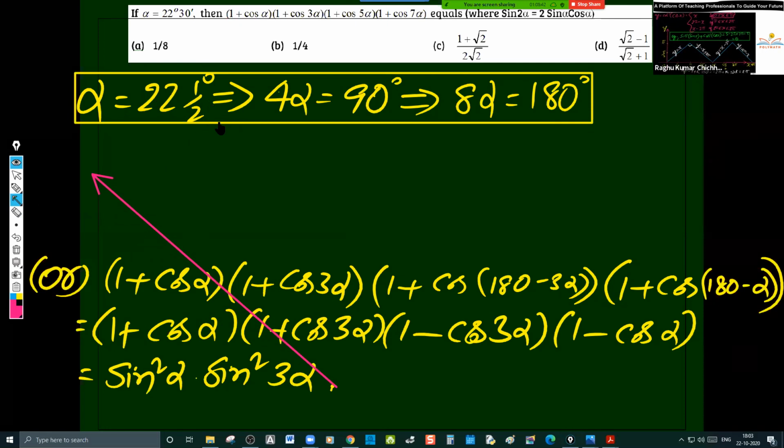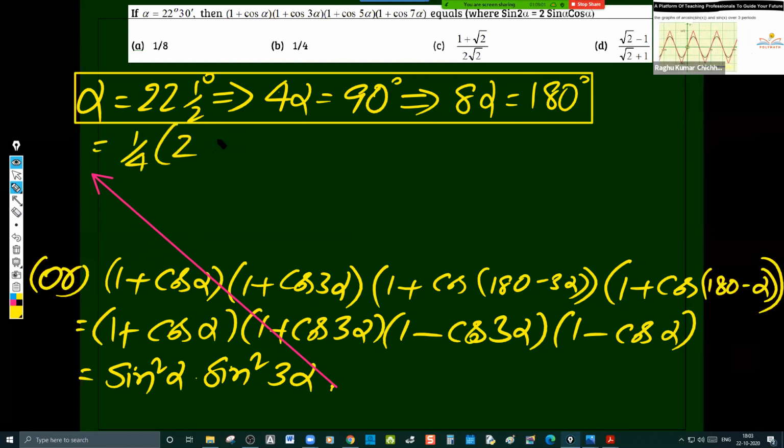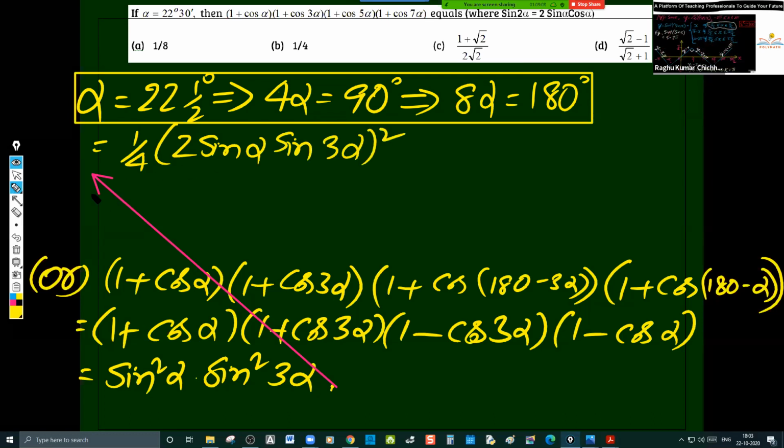If it is 22 or 22.5 degrees, we are not comfortable. If it is something like 45 degrees, we will be comfortable. For that purpose, I'm just multiplying with 2 and dividing with 2. Correct, no? Yes, sir. 2 sin A sin B, please, the formula. Any one of you.